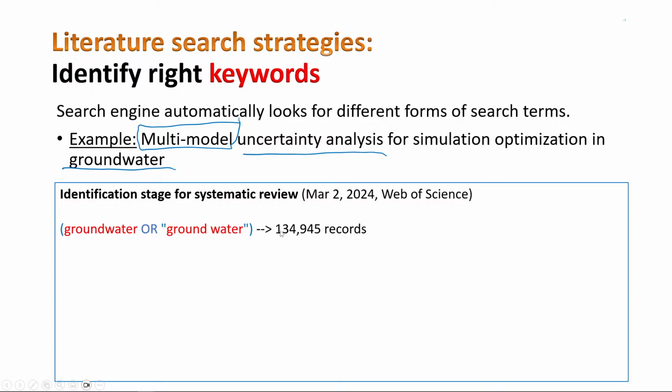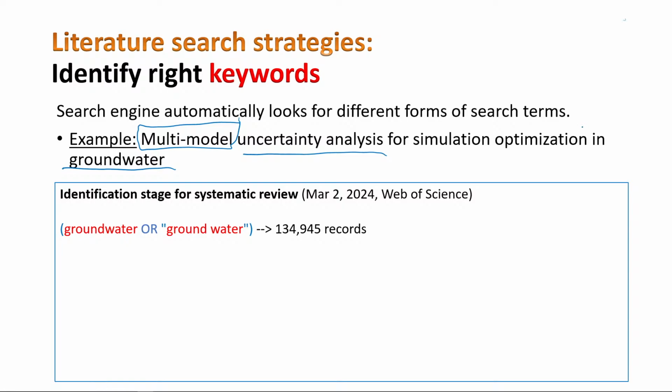So will I go through these 130,000 records? Of course not. You cannot go through all these records to find what you want. So you need to refine your search. How could I refine my search? To refine my search, I need to think about what I am doing. I'm doing simulation optimization, so I'm doing some optimization.